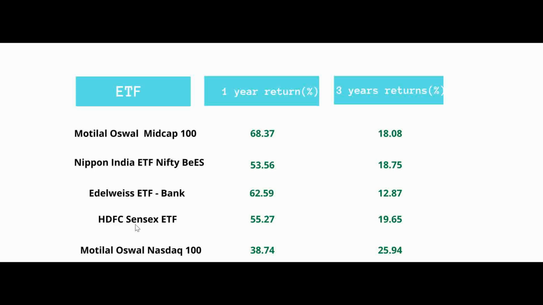The next one is HDFC Sensex ETF. These are the top 30 companies. This has given almost similar returns to niftybees, around 55% and 19.65%.